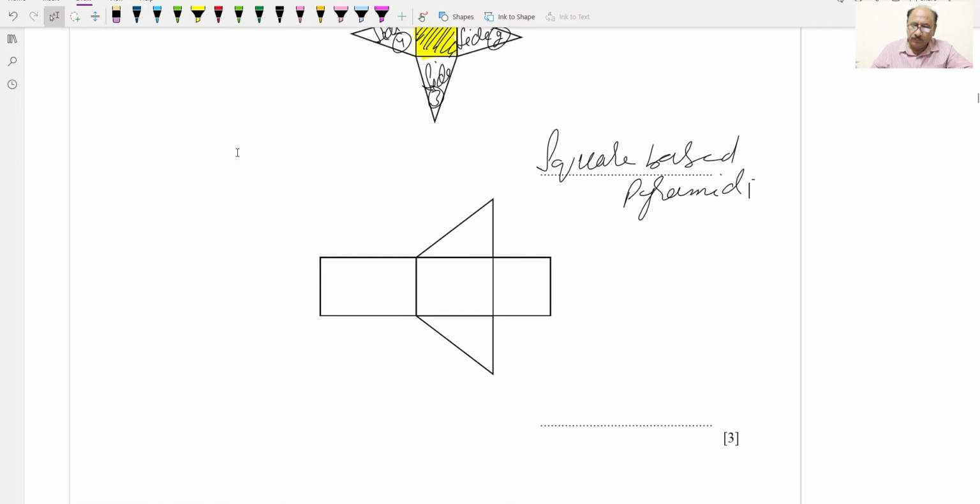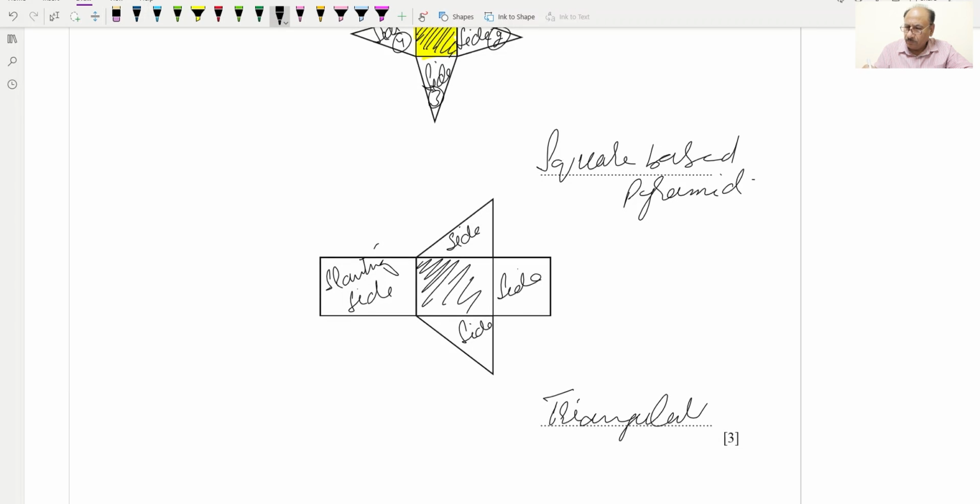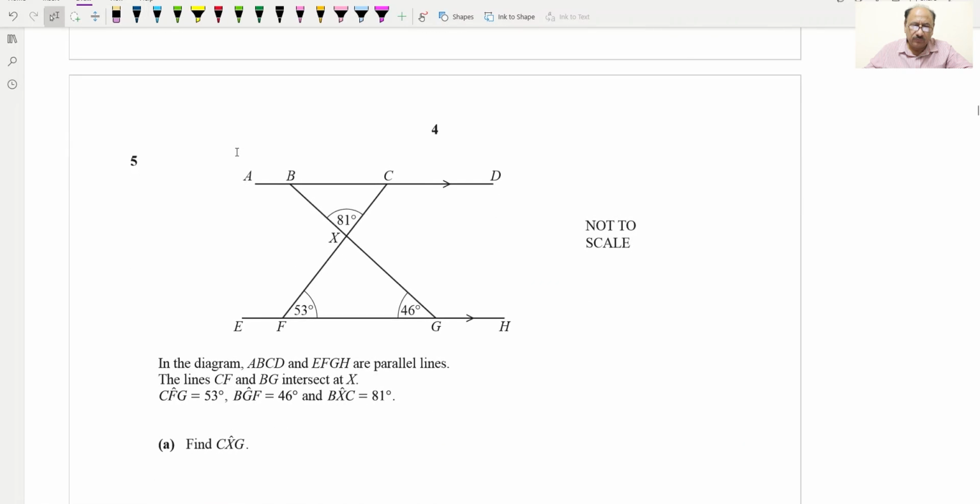And for this one, this will be a prism, and this will be the base, and one side is this one, and this is also a side, and this will be a slanting side, so this will be a triangular prism. So we can write here triangular prism, and this whole question is a 3 mark question which we are done with.